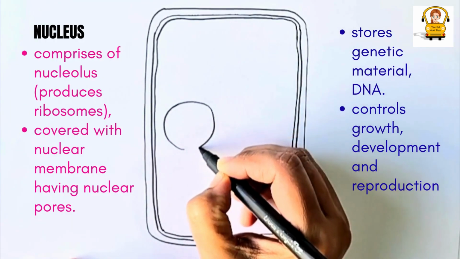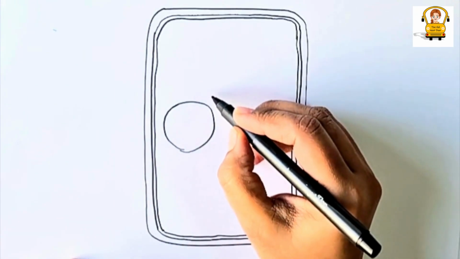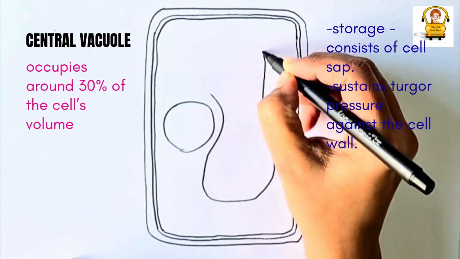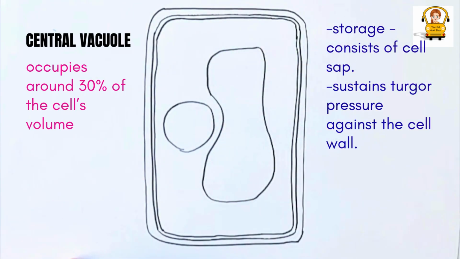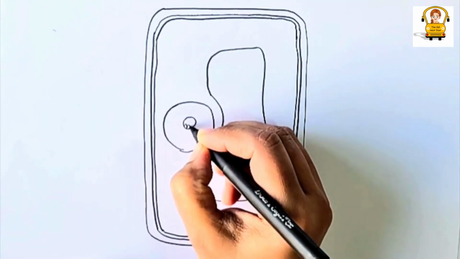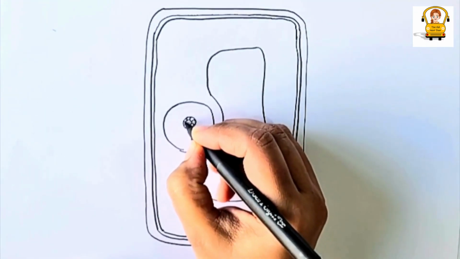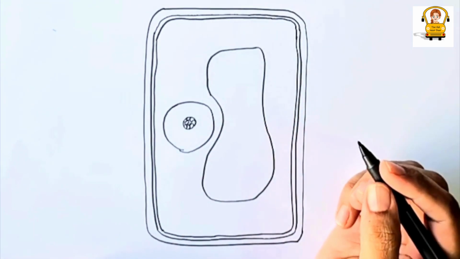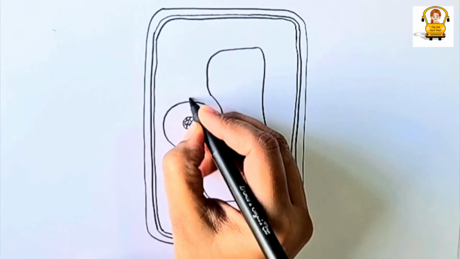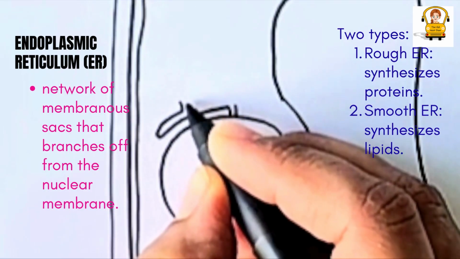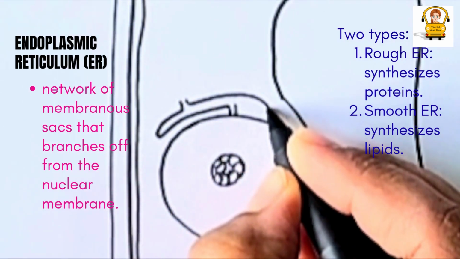Next, we'll draw a nucleus, and after placing the nucleus around its side, we'll draw a big, large central vacuole. So this gives a basic outline to where we can place our structures. Inside the nucleus, there will be a nucleolus, right? And then next to the nucleus, we'll draw the interconnected network of membranes, which is the endoplasmic reticulum.